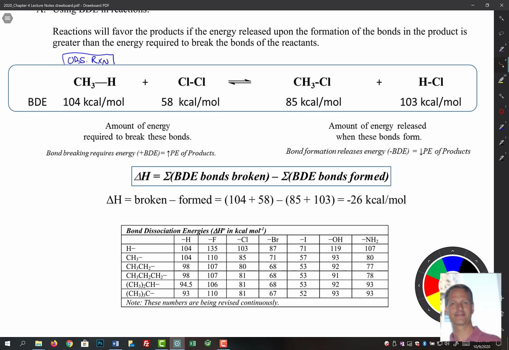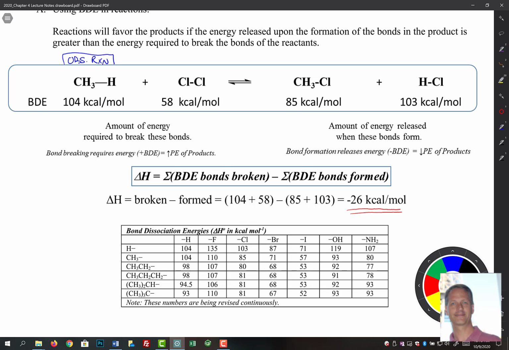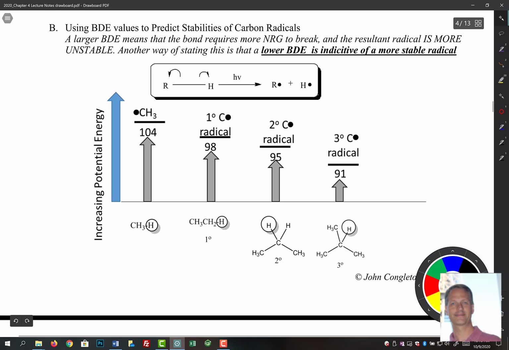That's because these numbers are reported as being positive. So when we go through, we get 104 and 58. That's what we broke. And then formed over on this side, 85 and 103. When we put all of that together, we get negative 26. So that's the delta H for the overall observed reaction. Now, we can use these BDE values to predict stabilities.